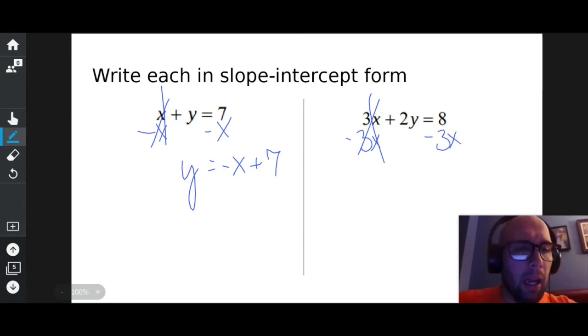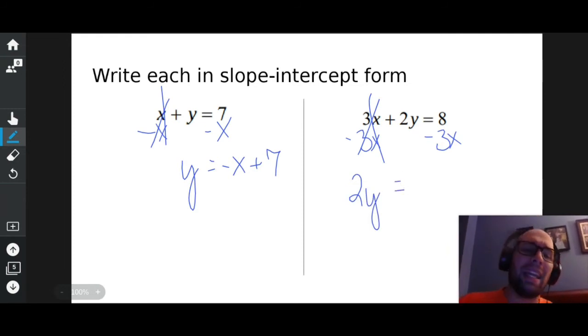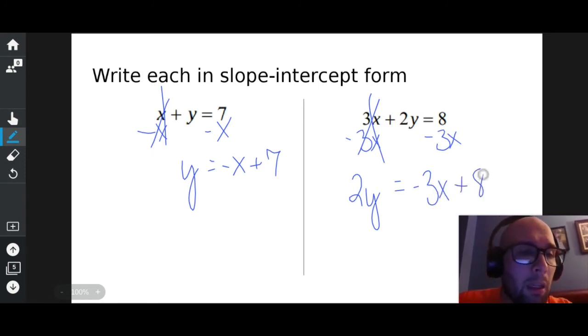When I do that, I'm going to have 2y all by itself on the left. On the right side, I have an 8 and a negative 3x. Do they combine? No, because one of them has an x and the other one doesn't, and they're not like terms. Which one should I write out first, the negative 3x or the positive 8? The negative 3x, of course. So negative 3x, positive 8 means plus 8.